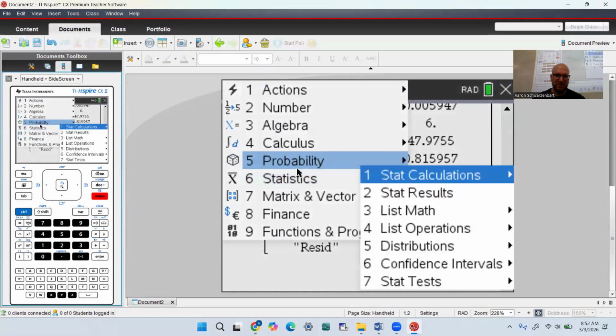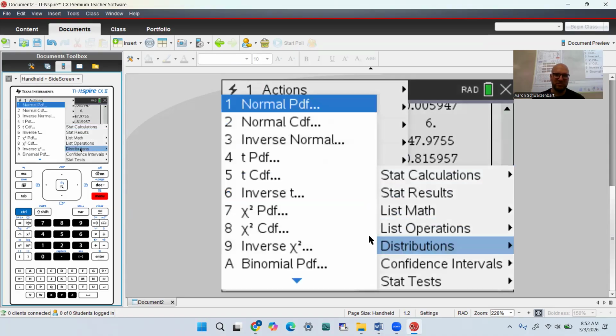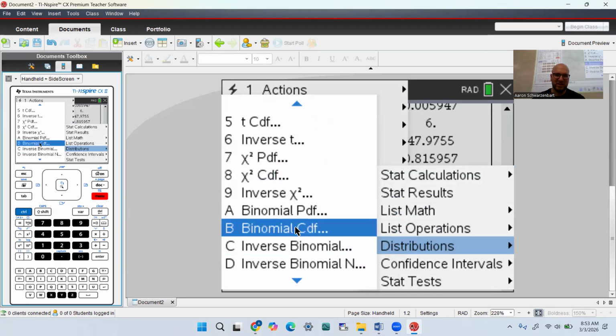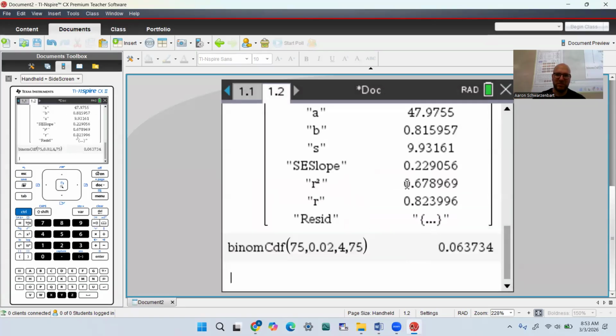So menu, statistics, or probability. Distributions is under both of those. Binomial CDF, number of trials 75, probability of success 0.02. I can either look for when it crosses 0.95 or I can go 4 to 75. If I do 4 to 75, that's not 0.05, is it? That does not fall in.